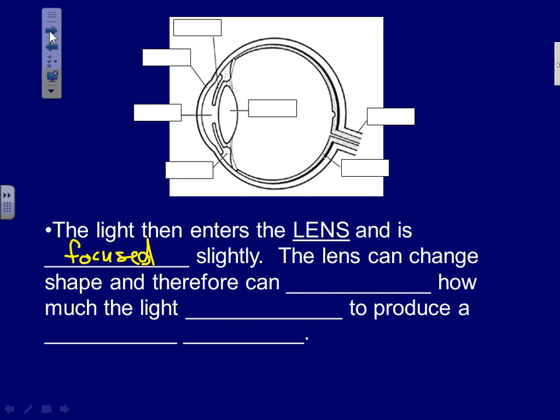Old people like myself, this is where you're supposed to say, oh, Mr. Sanders, you're not that old. Anyway, old people like myself who need reading glasses, our lenses aren't as flexible as they used to be, so when we let them relax to see something close, they don't relax enough. They don't get fat enough to be strong enough to see that close thing.